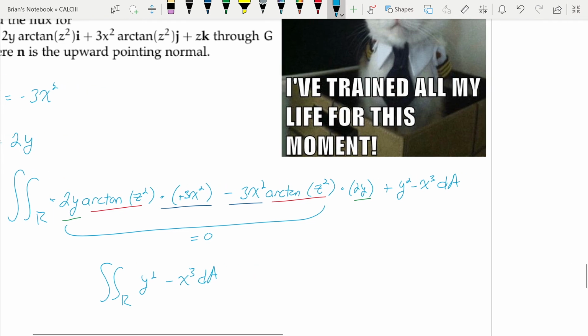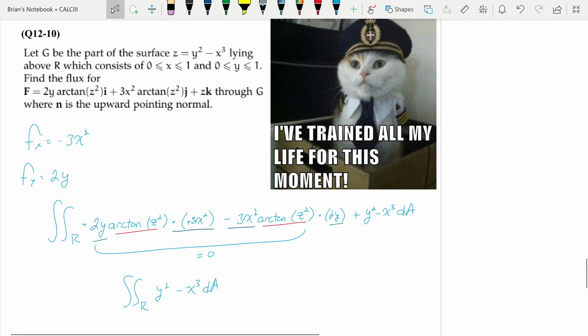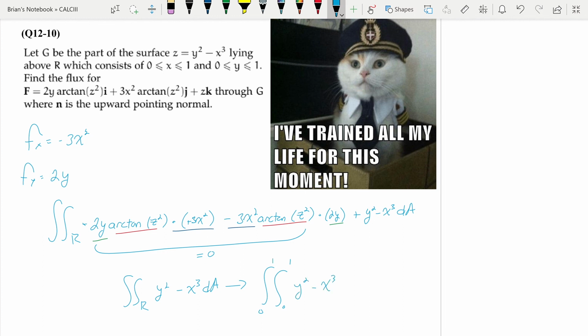All we really need to know is the region. God, I hope it's not polar because that'd be hard to get to polar. Oh yeah, look, they gave us the Cartesian coordinates. Perfect. So we got 0 to 1 and 0 to 1. Oh, even easier. So we can write 0 to 1, 0 to 1, y squared minus x cubed, and we can just choose dx dy or dy dx. We'll do dx dy.